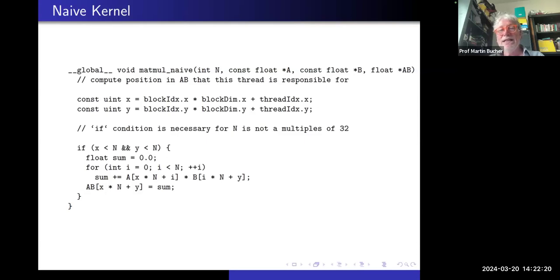Basically, the idea here is for each index, so row column indices in the final matrix, there's one thread per matrix component. And here there's an if statement because the way you divide up into threads and blocks, there can be edges. But basically, this is just naively coded.